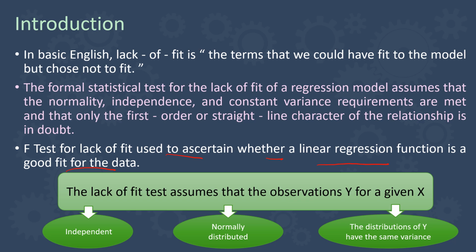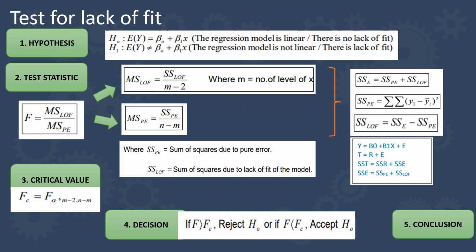But before that, we need to know some assumptions. The lack of fit test assumes that the observations y for a given x are independent and normally distributed, and the distributions of y should have the same variance. Alright, let's break down the components of the hypothesis testing for the lack of fit test.